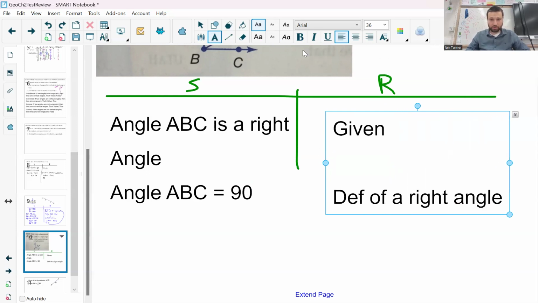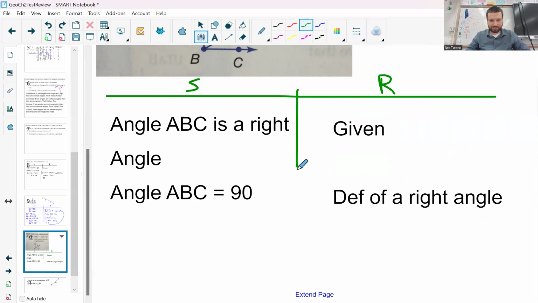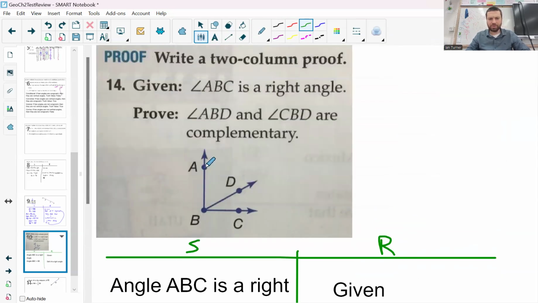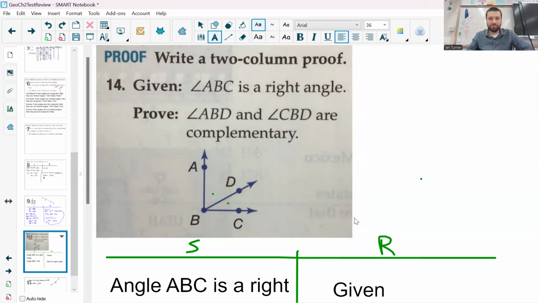All right, what are we trying to prove here? So we got the given, we did that. Let's look back at this thing. I'm trying to prove ABD, which is this smaller angle here, and CBD, which is this smaller angle here, are complementary. Okay, we probably already know that this is true, but let's prove it. And we know that this is 90. What else is ABC equal to? It's equal to its smaller parts, right?